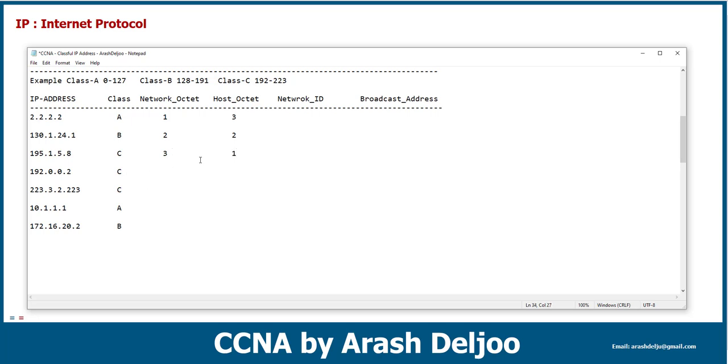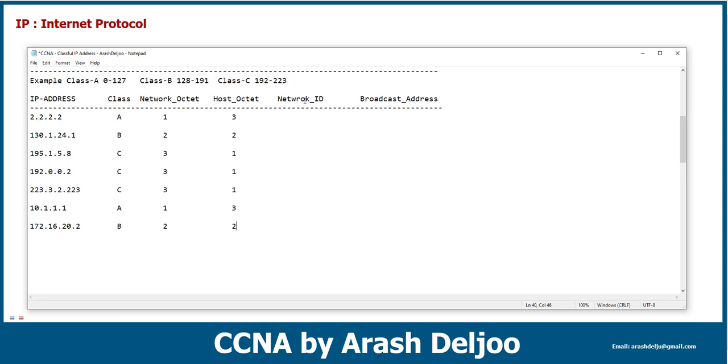Again, class C, 3 network octets and 1 host octet. Okay. After that, 223 class C, 3 network octets, 1 host octet. And after that, class A, 1 network octet and 3 host octets. And finally, class B, again 2 network octets and after that 2 host octets. This is field 2 and field 3, network octet and host octet.